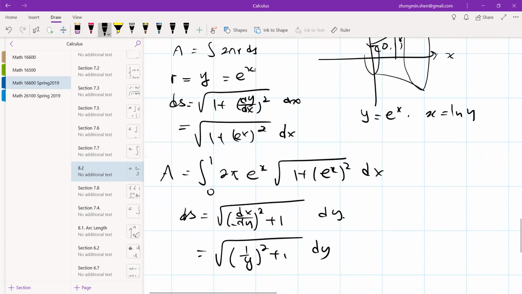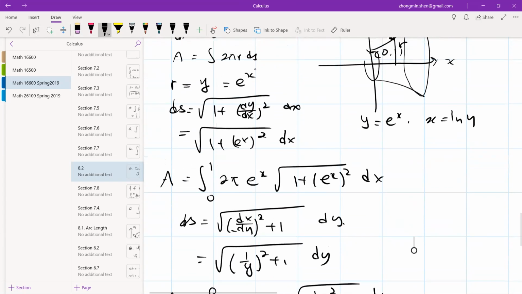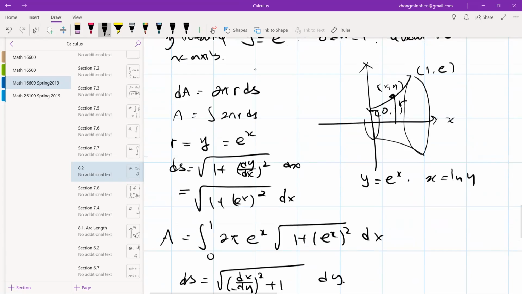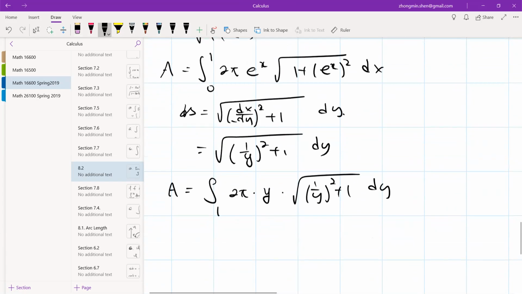All right. So the area is going to be 2 pi r. R is y, right? Remember? And you don't need to change the x, get dy. Now, what is the domain for the y variable? Look at the picture again. The picture clearly tells you the y variable starts from 1 to e, right? So from 1 to e.